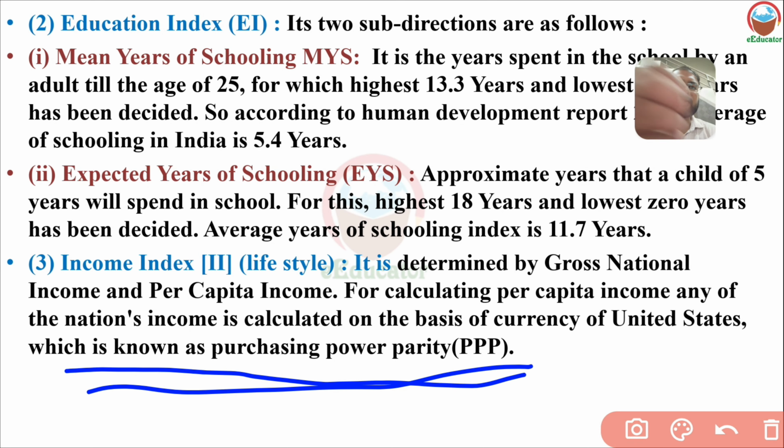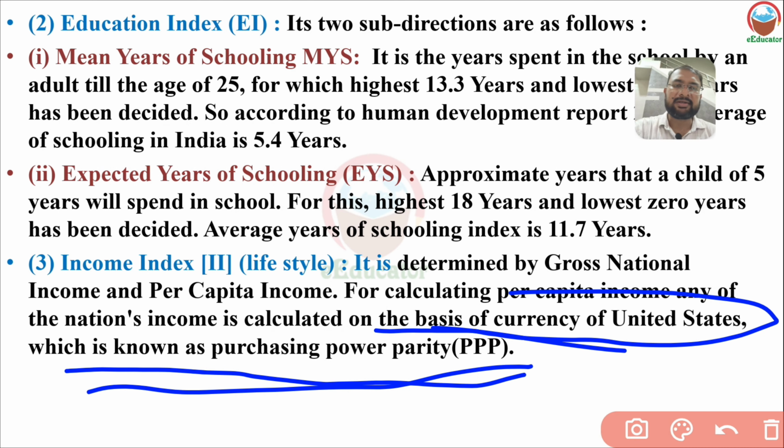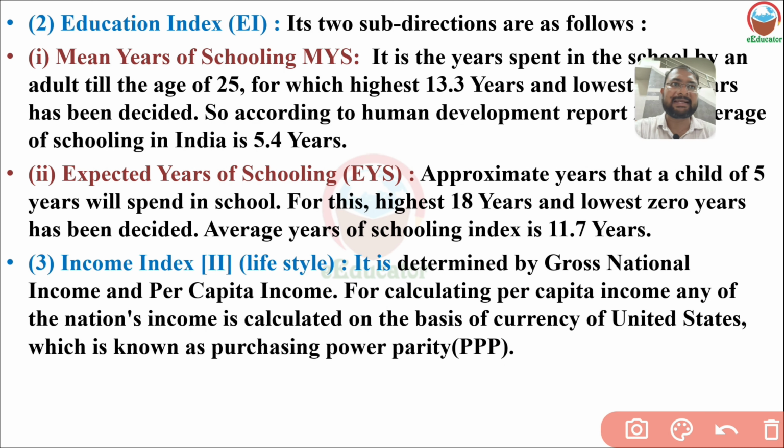What are the purchasing capacities of countries here? Purchasing power parity is considered when a country's income is calculated on the basis of the currency of the United States. What are the values of those countries' rupees or currencies against the United States here? Okay.